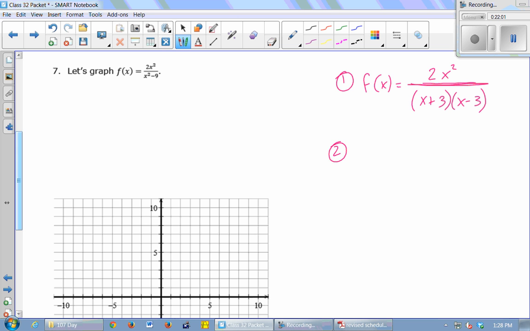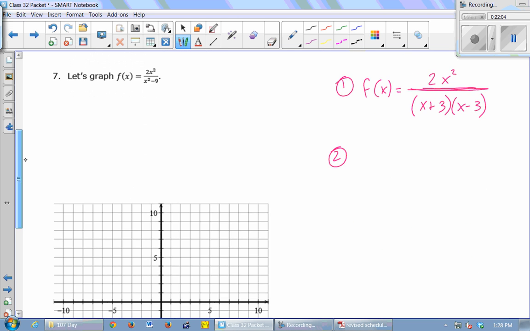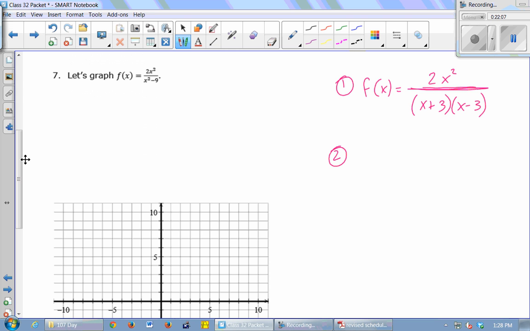Step 2, check for symmetry. Okay, so to check for symmetry, I plug negative x in. I evaluate f of negative x. If it comes out exactly the same as f of x, I have y-axis symmetry. And if it comes out the exact opposite of f of x, I have origin symmetry. So if I plug in a negative x here, I get 2 times negative x squared divided by negative x squared minus 9. What is negative x quantity squared? It's positive x squared, because when you take a negative and square it, you get a positive.